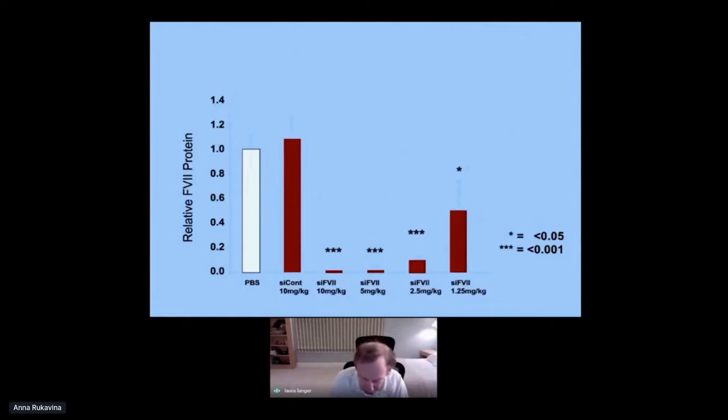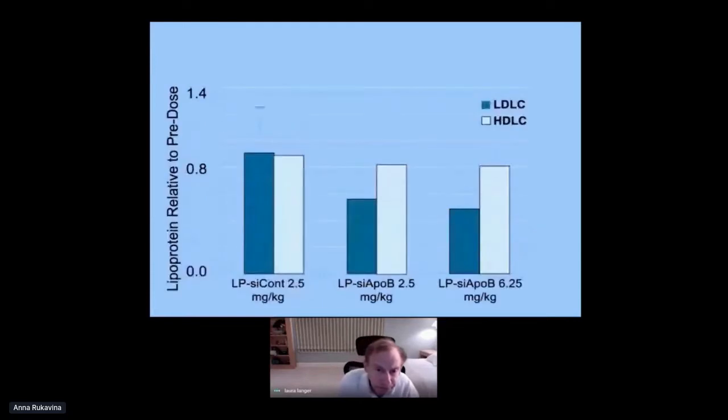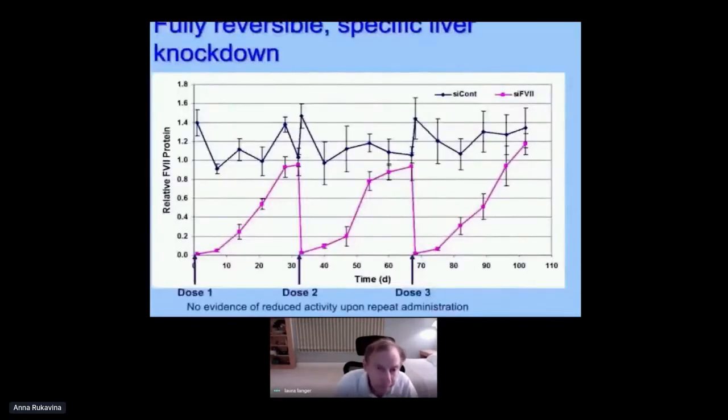But before I show you that, I want to show you that you could not only knock down factor 7, which is like a marker, but you could even knock down lipoproteins that might give you hypercholesterolemia. And that's shown on the next slide. And here you see on the right part that you can get almost a 50% knockdown of LDL. So let's say you're at a very high cholesterol level, this might be a very good thing to do. Now, as I mentioned, you can keep doing it over and over again. It's very reversible. If we go to the next slide, you can see that you can do it like once a month.